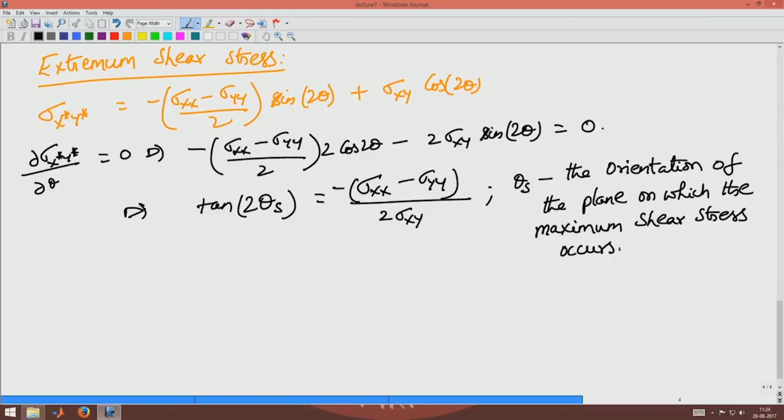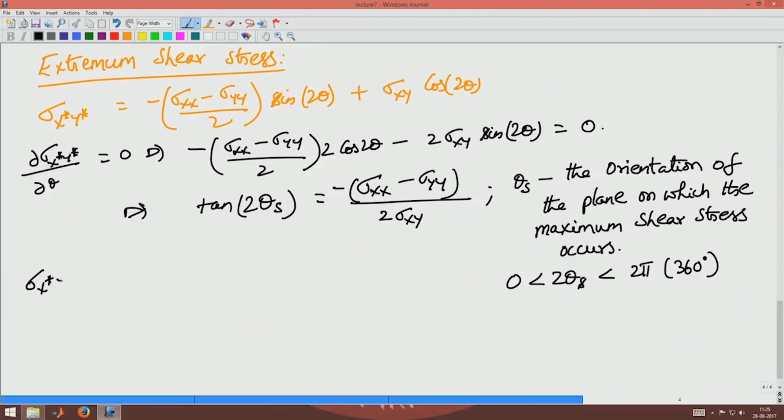Okay. Here again 2 theta s has a domain, 2 theta s varies between 0 and 2 pi or 360 degrees. Okay. It is not over 0 and 90 degrees or minus 90 and plus 90 degrees. Okay. So, you have to be careful on how you select the domain of this solution. Okay. So, we have found the orientation of theta s at which the maximum shear stress occurs. So, what is the value?